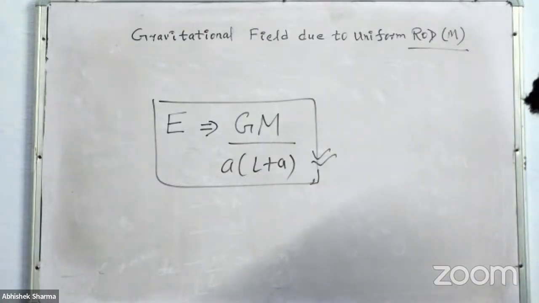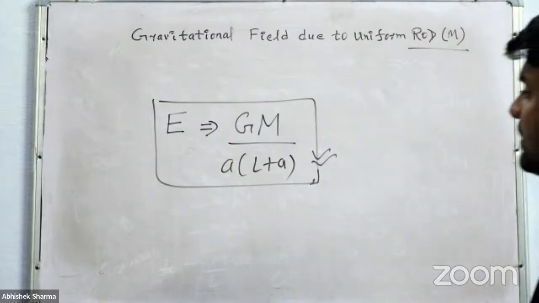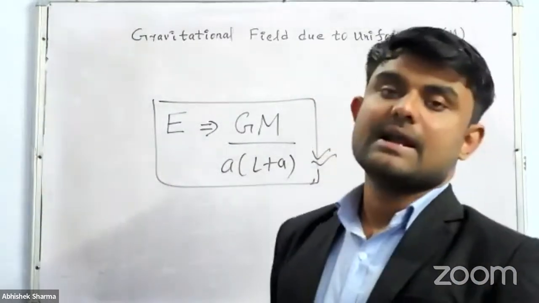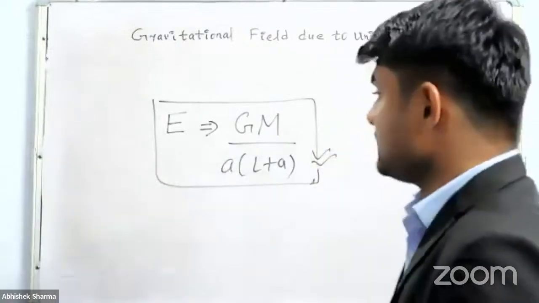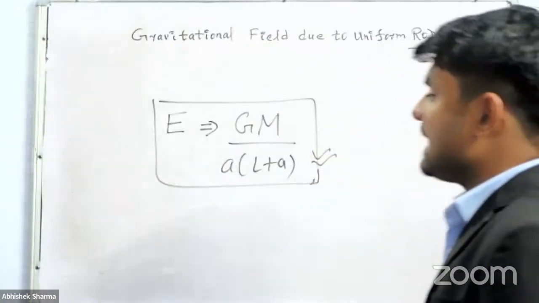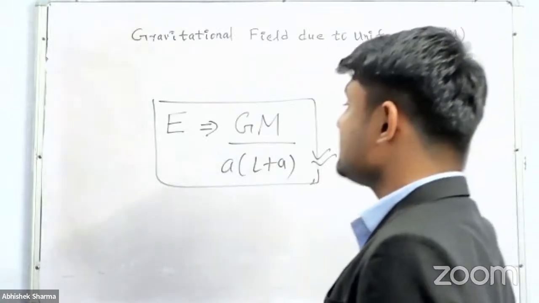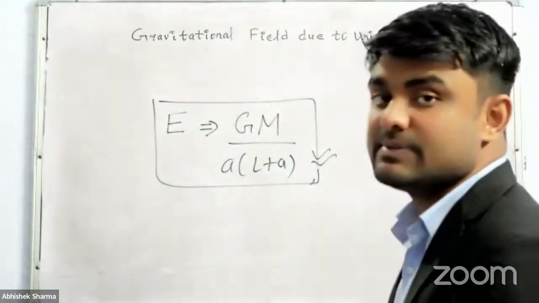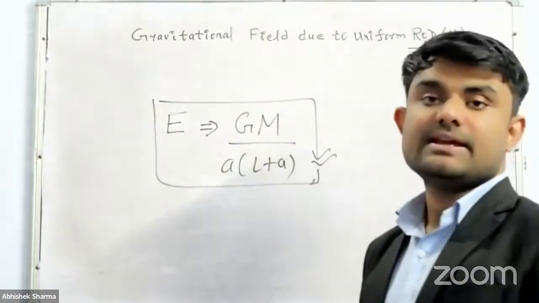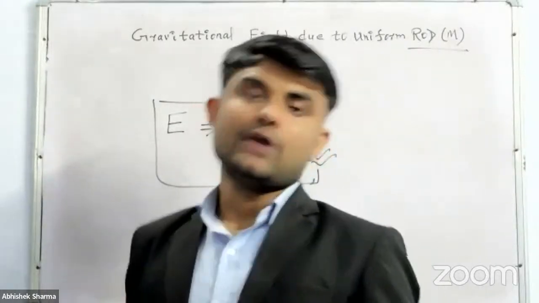Note it down. So you will say if you're having a rod of mass capital M and its length is capital L, and from the edge of the rod at a distance a there is a point P, if you need to find the gravitational field intensity or strength, the answer will be G capital M upon a times (a plus L). Okay. I hope it's clear to you.